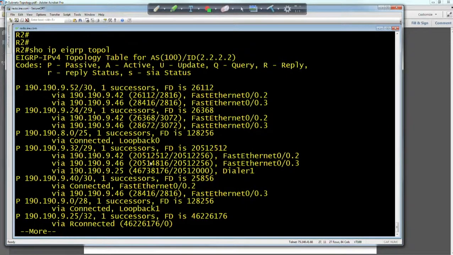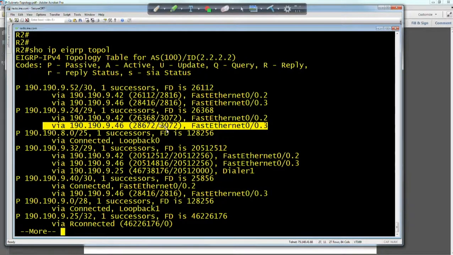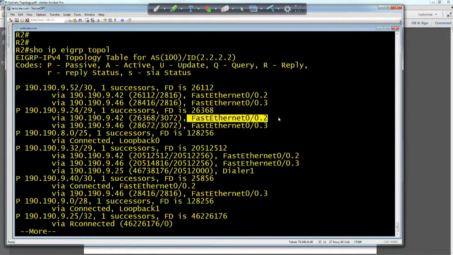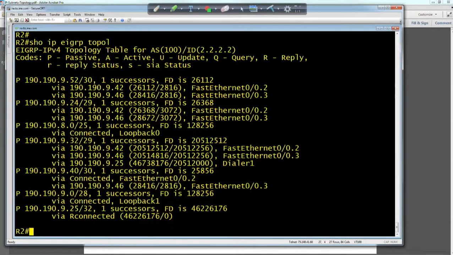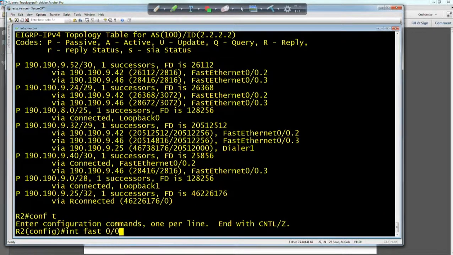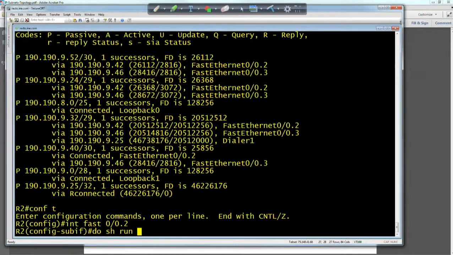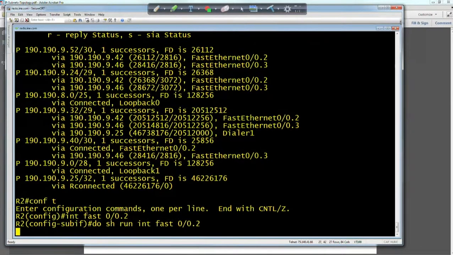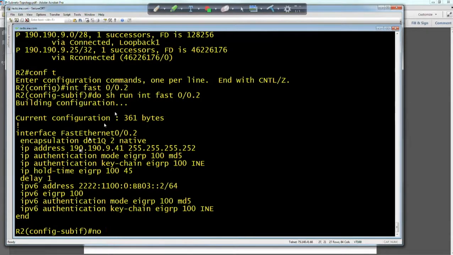Okay, so it has learned about many of those routes via subinterface .3, which is VLAN 3. But for some reason, oh, I know why. Because we went into .2 and we lowered its delay, right? And so that's affecting it as well. It now believes that .2 has a much lower delay than .3, and that's why it's preferring .2 for everything. So, just for the purposes of this test, let's change that. Interface FastEthernet 0/0.2, do show run interface, and let's get rid of this delay here. Set it back to the default.